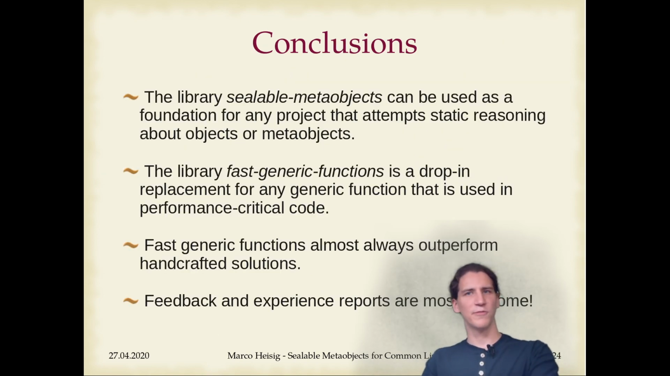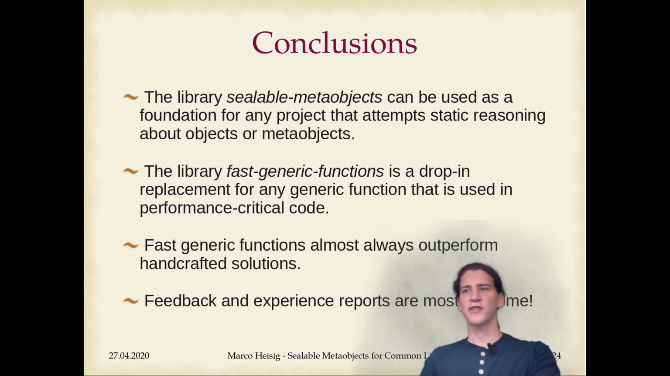It's time for the conclusion slide. We've presented 2 libraries. The library Sealable Metaobjects can be used as a foundation for any project that attempts static reasoning about objects or meta-objects. And the library Fast Generic Functions is a drop-in replacement for any generic function that is used in performance-critical code.